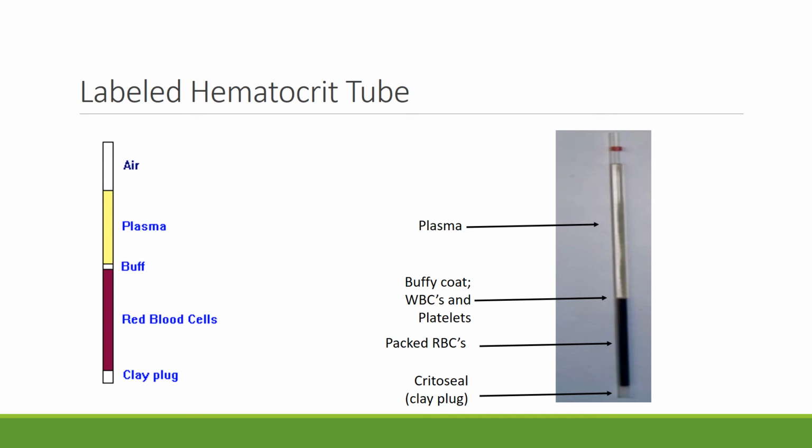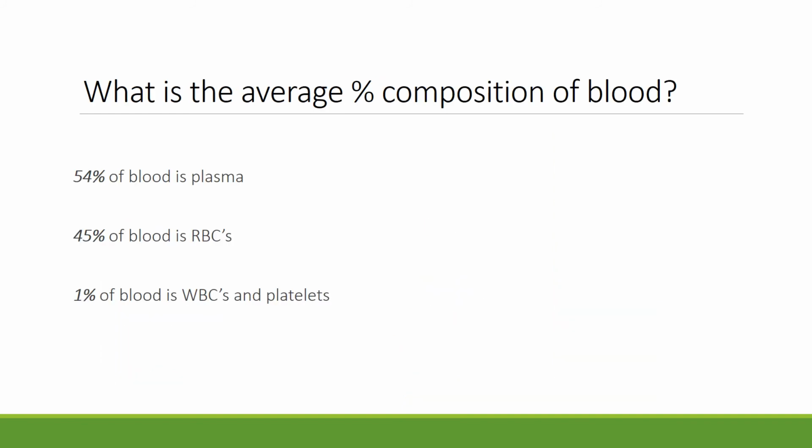In the middle of the packed red blood cells and the plasma is a very thin layer known as the buffy coat, and at the top is the plasma or serum. If you go back and look at the hematocrit tube in the previous slide, you would see that about 54% of this is blood plasma. About 45% of this blood is red blood cells, and about 1% of the blood is white blood cells and platelets, which make up the buffy coat.